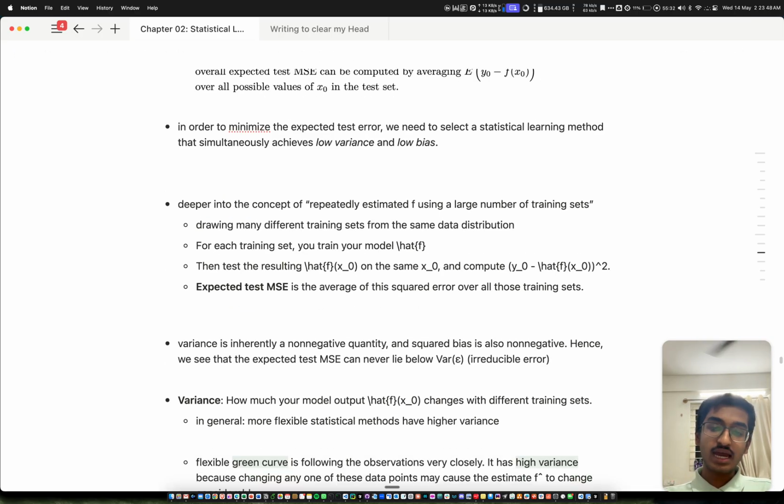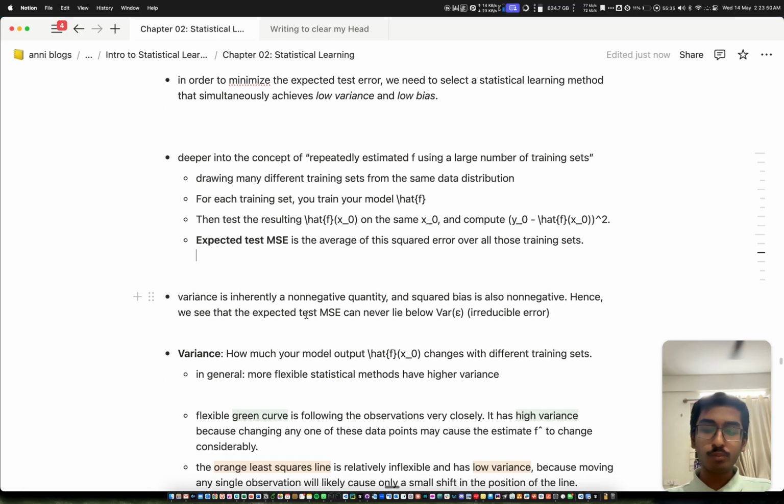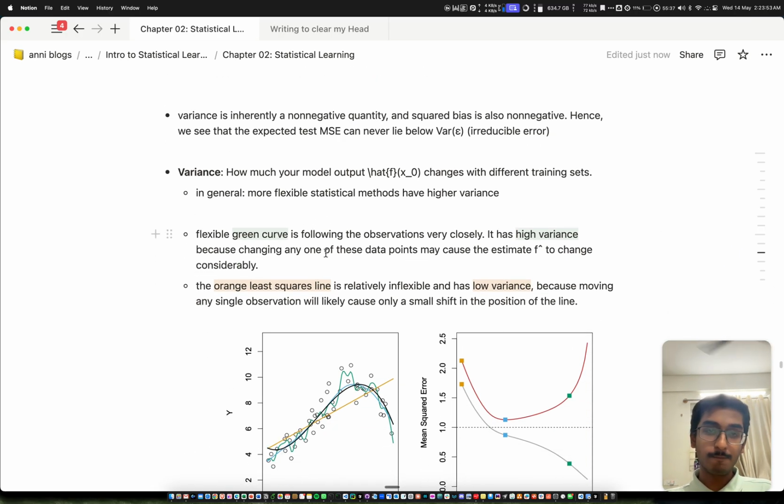So both variance and bias are non-negative. Now I've been talking about variance and bias, but what is variance? What is bias? Variance is how much your model output f hat of x naught changes with different data sets. So if I sample from the same training distribution and I have f hats for each of these data sets, and my f hat changes dramatically for each data set, it's not a good model, right? Because it's the same distribution, it should not drastically change.